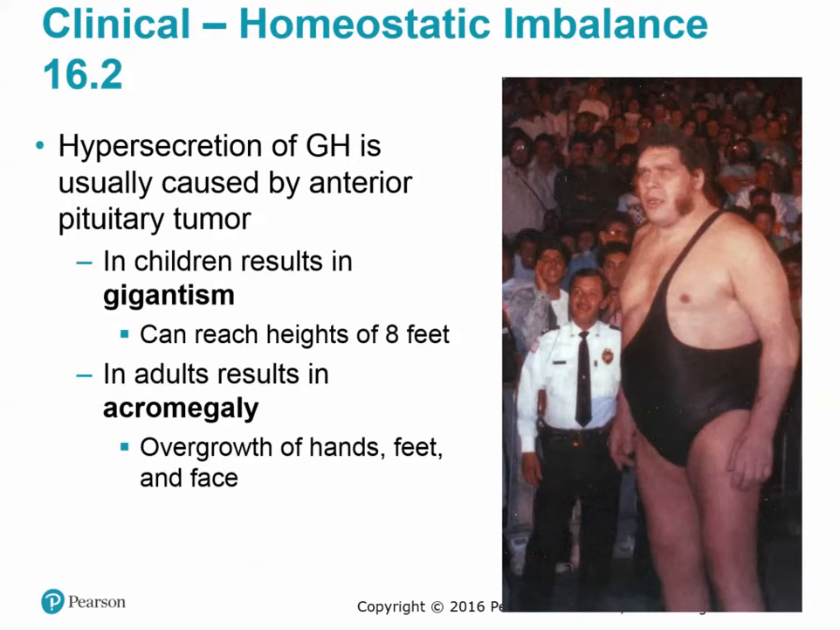So some homeostatic imbalances we can see with growth hormone would be either a hypersecretion or a hyposecretion. So a hypersecretion is usually caused by a tumor, something pressing on that anterior pituitary to kind of overstimulate it to release too much growth hormone. So in children, this results in gigantism, where individuals can reach heights of 8 feet tall. If it happens later in adulthood or continues throughout adulthood, it can result in acromegaly, which is an overgrowth of hands, feet, and the skull.